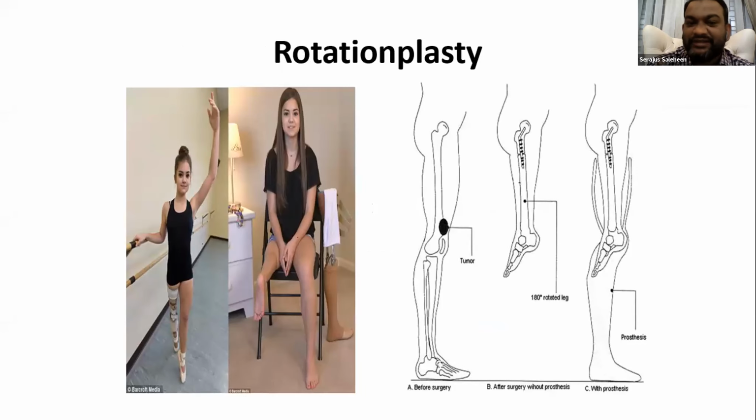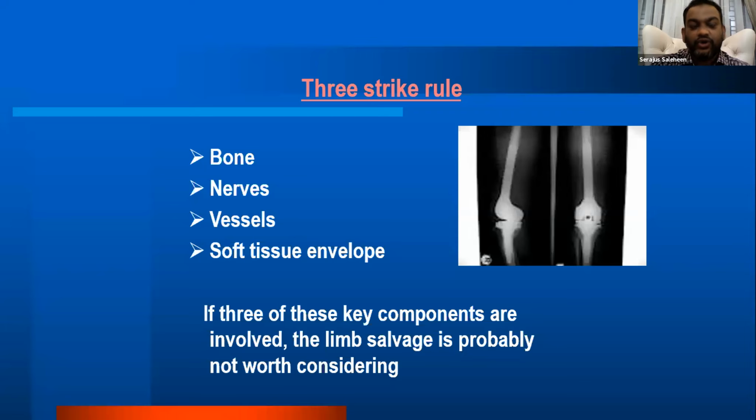And rotationplasty is a more popular option for the limb salvage surgery in case of malignant bone tumor under the age of 10. Under the age of 10, rotationplasty is a fantastic option for management of the malignant bone tumor in children. So, for doing the limb salvage surgery, we should follow the 3-strike rule.